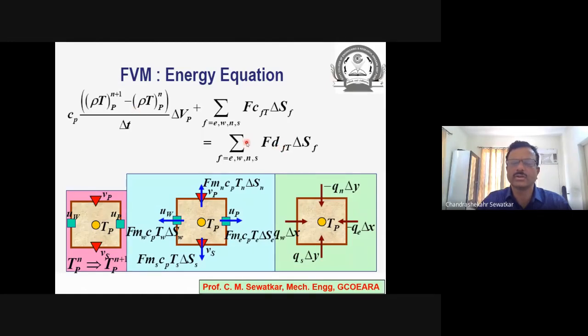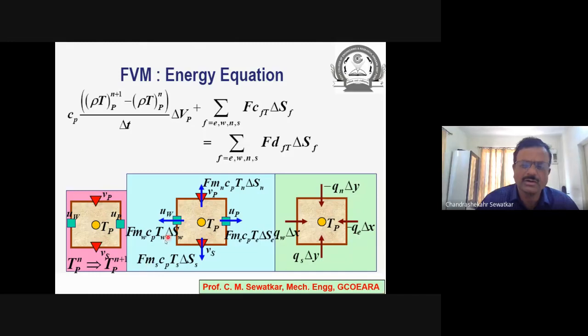So unsteady term, convection term, and diffusion term. The energy equation consists of these three terms only. We may have a heat generation term also, but that has not been shown here. So the things are shown diagrammatically. Here my convected variable is temperature, that is TE, TN, TW, TS. These convected variables are required to be determined by using convection schemes. And of course, FME, FMN, FMW, FMS are to be determined by using interpolation of the velocities.